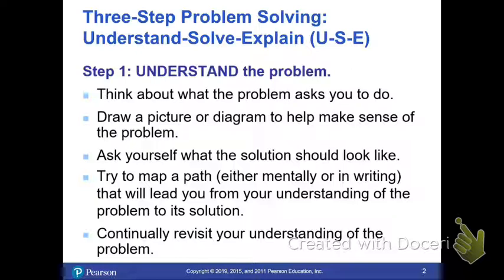Read the question and what are they asking? What do they want us to do? Think about it visually. Draw a picture if we need to make sense of it. Ask yourself, what should the solution look like? If they're asking how much something cost, then I know my solution should probably be in dollars. And try to think about how I can get from the given information to the solution that I'm trying to get to. So continue revisiting this understanding of the problem to make sure that you can get through it.